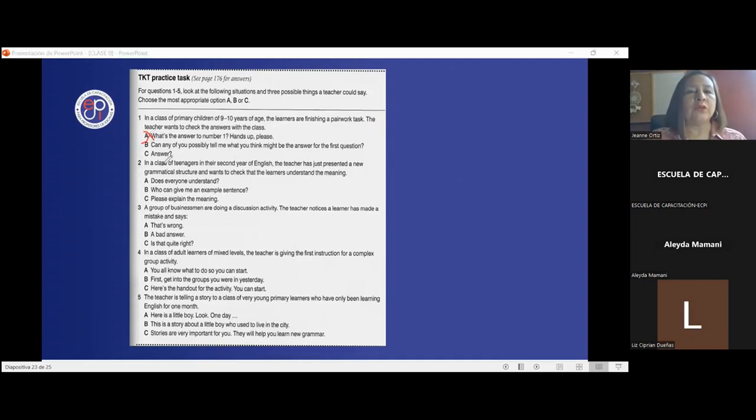What about number 2? In the class of teenagers in their 2nd year of English, the teacher has just presented a new grammatical structure and wants to check that the learners understand the meaning. So you are checking instructions, right? Or you are checking concept. That's something important. Here we are checking concept. Does everyone understand? Who can give me an example sentence? Please explain the meaning. What is the correct one?